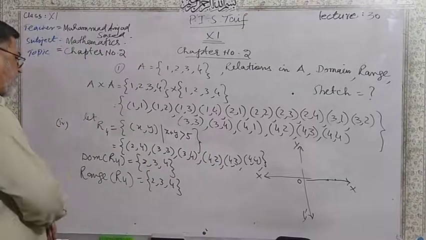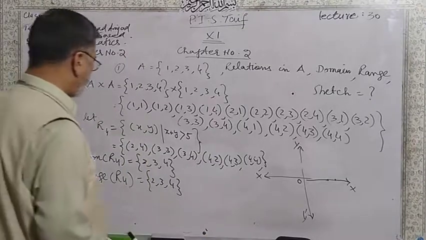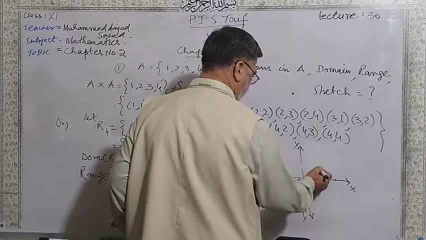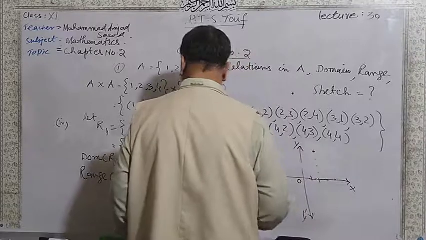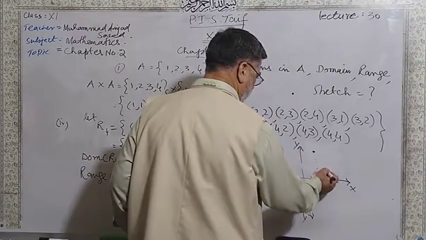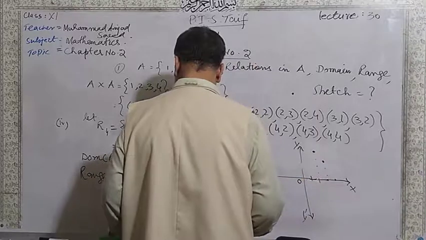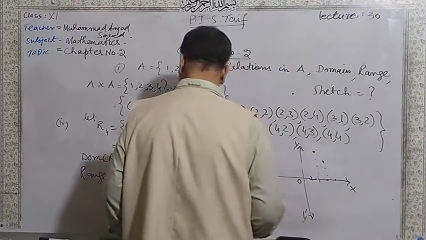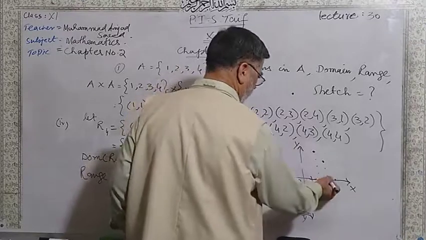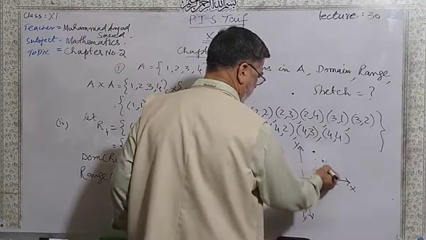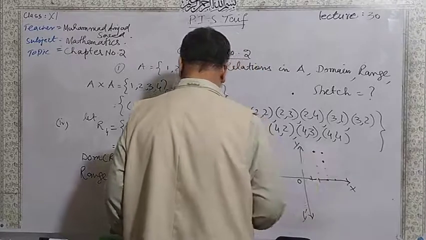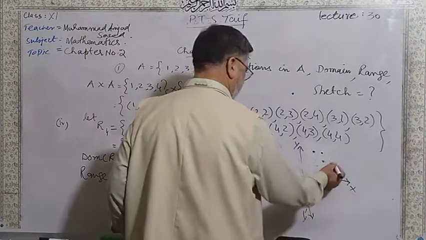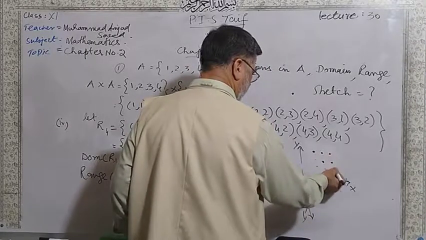Okay, in case of x-axis and y-axis, first is (2, 4). Then (3, 3). Then (3, 4). Then (4, 2). Then (4, 3) and (4, 4). Pairs are taken along 1, 2, 3, 4 on each axis.